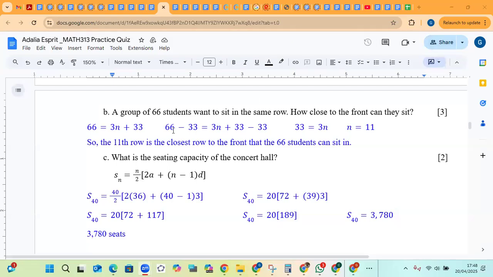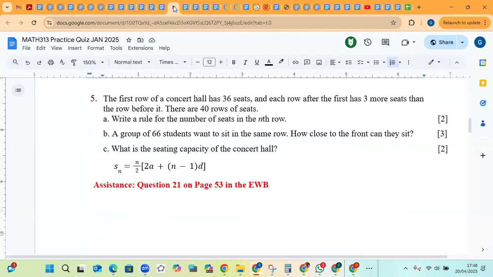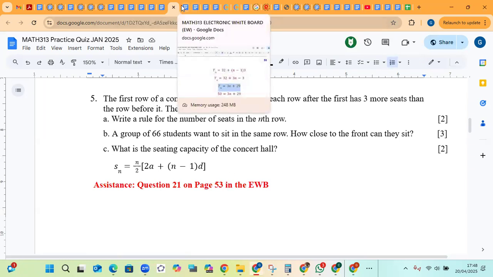In this recording, we are going to discuss number 5B in the Math 313 practice quiz. It says a group of 66 students want to sit in the same row. How close to the front seat can they sit? To help us with this question, let's go to a document that will tell us on which page in the electronic whiteboard we can go. We can go to question number 21, page 53, which of course we did for part A already. So now we're on part B.